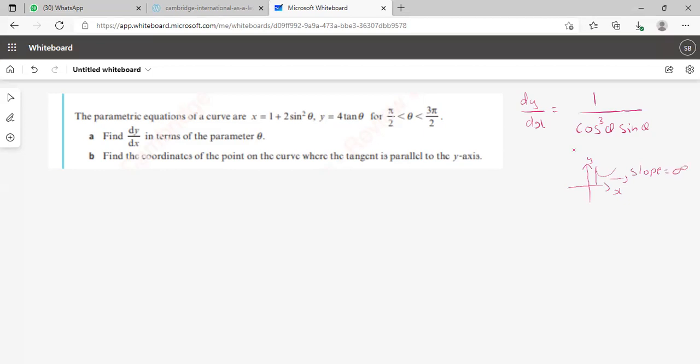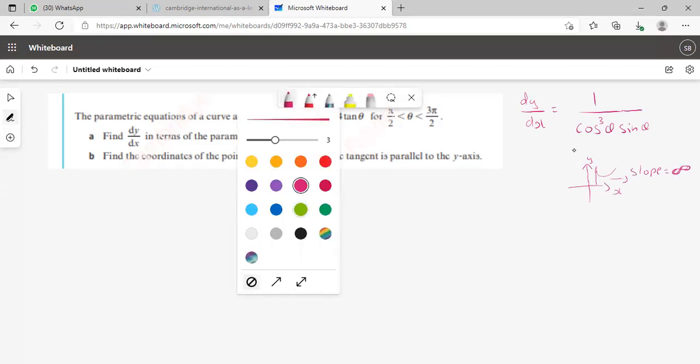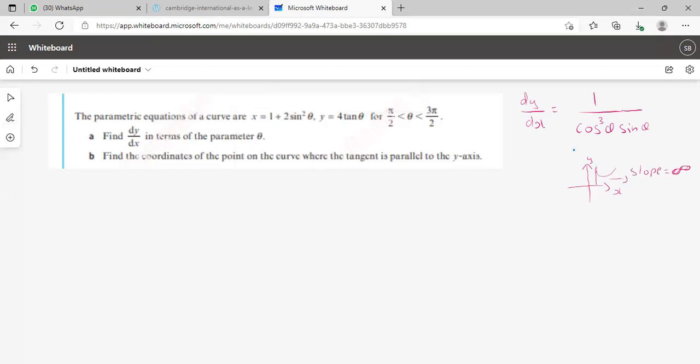Parallel to y-axis. The slope won't be 0, sorry, it would be 0? No, it won't be 0. It will be infinite. I thought you said it would be 0. Okay, so look, these are the two extremes. When the line is vertical, the slope is infinite, and if it is a horizontal line, it is 0. So in this case, the slope is infinite.